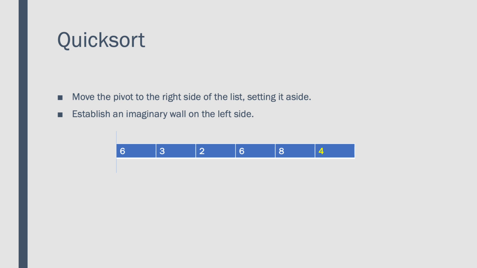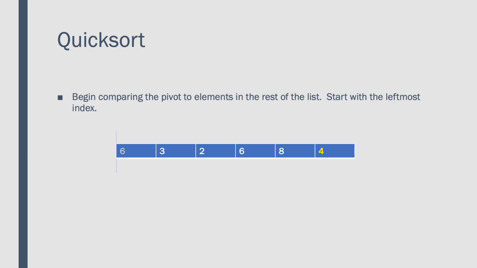Then we'll move the pivot to the right side of the list, setting it aside, and establish an imaginary wall on the left side. Now begin comparing the pivot to elements in the rest of the list. We can start with the leftmost index. When the element is greater than the pivot, leave it on the right hand side of the wall. We'll move on to the next element now.